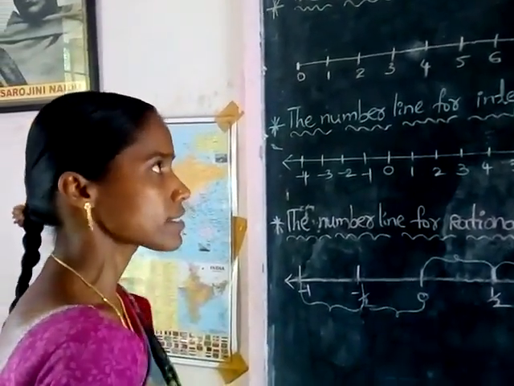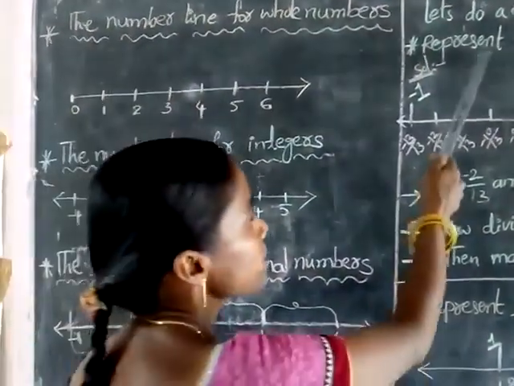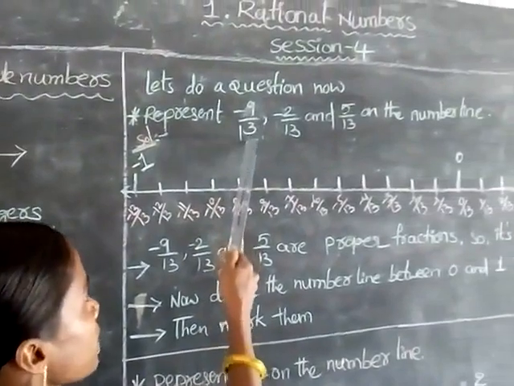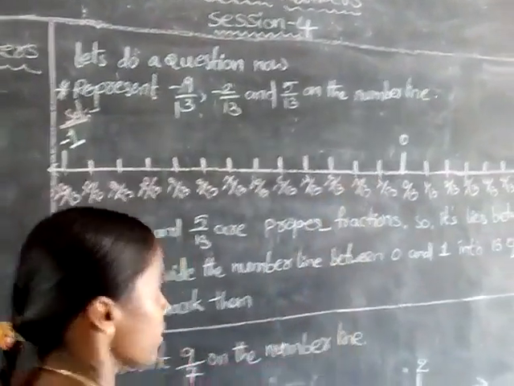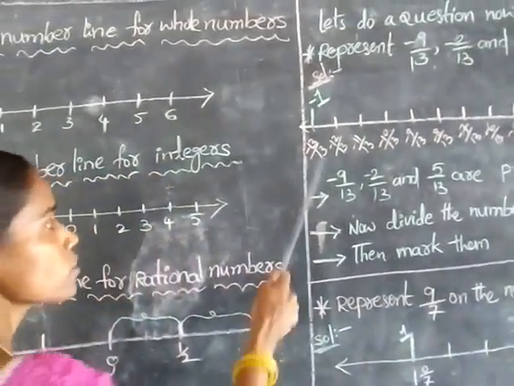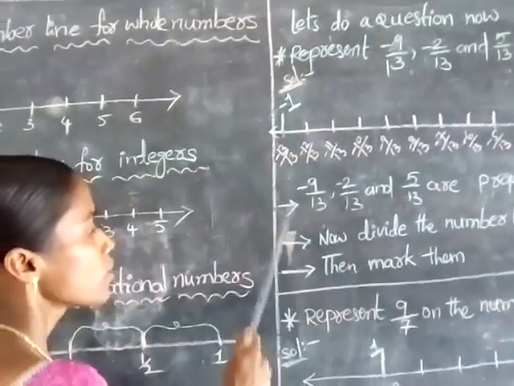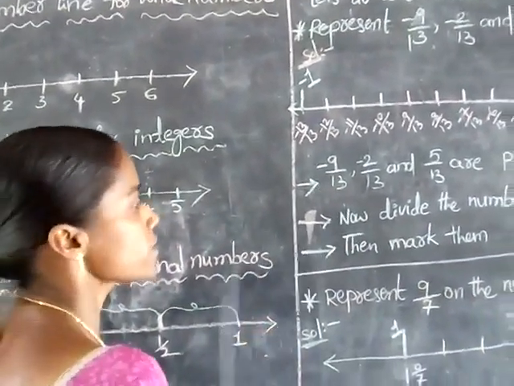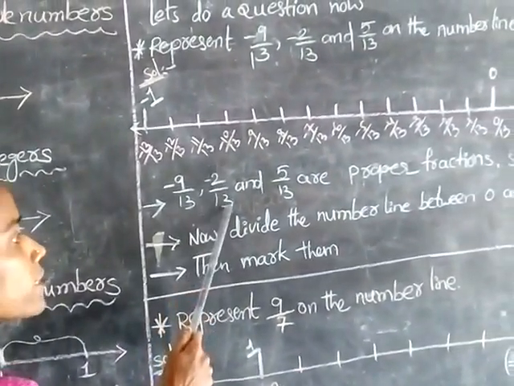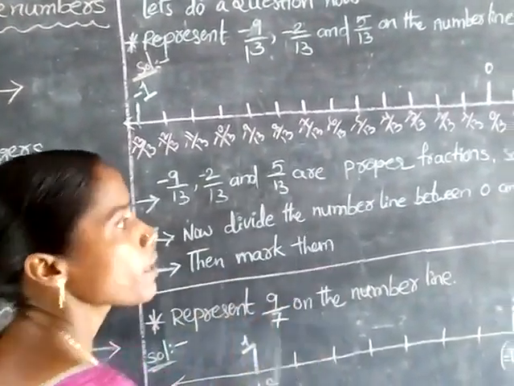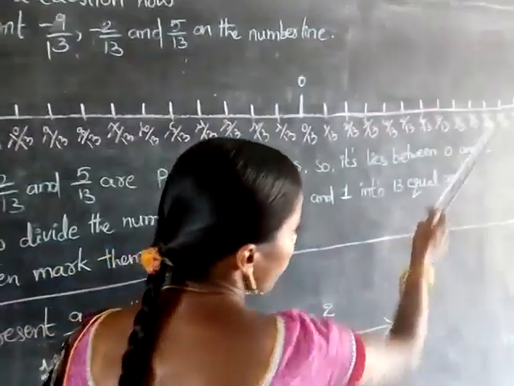To understand this clearly, let's do a question from exercise 1.2. Represent minus 9 by 13, minus 2 by 13 and 5 by 13 on the number line. In this, we should take a number line first. Then you have to observe these 3 steps. See children, minus 9 by 13, minus 2 by 13 and 5 by 13 are proper fractions, so they lie between 0 and 1.